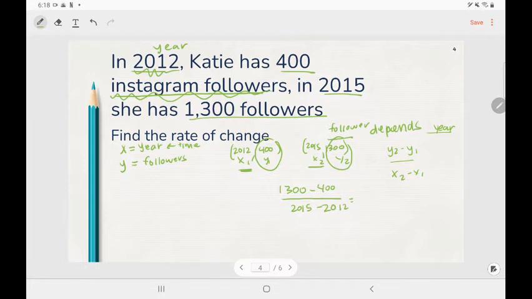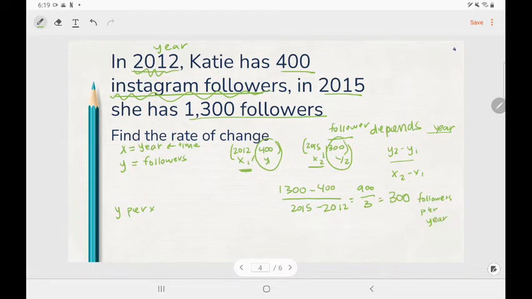I'm going to simplify 900 over 3, continue to simplify to 300, and the last thing I need to do is put my units. And when you write your units, you always write them in y per x. What do I mean? Start with the y variable, followers, per your x variable.